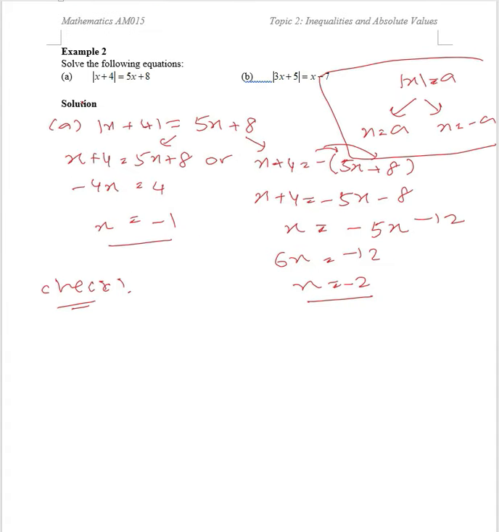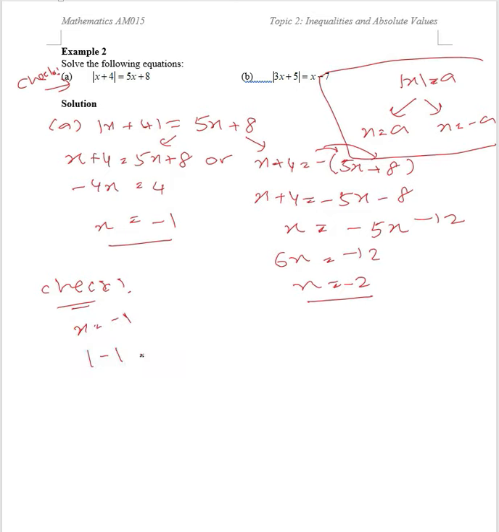That's why for example 2, A and B we have to check, because both left and right side we have the x value, and there's only one absolute sign on the left side. This type of question is where we have to check your answers, because it doesn't necessarily satisfy for both answers. Let's check. So how to check?